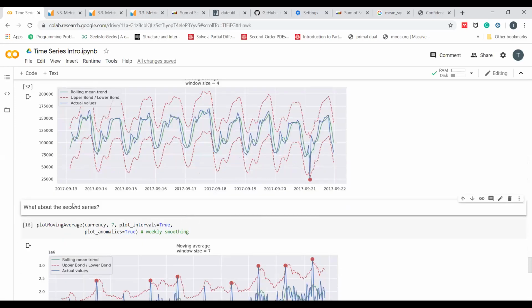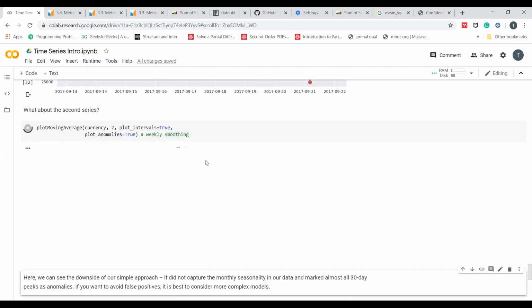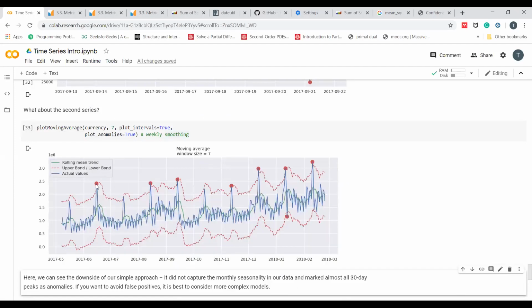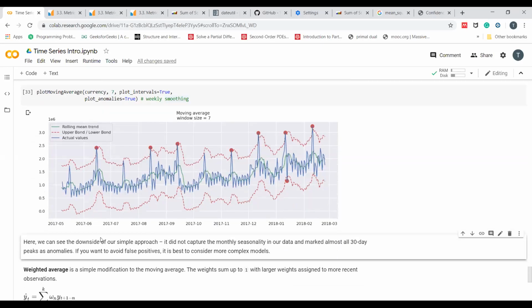And then for the second dataset, the currency dataset, if we plot the data, we can see that there are several anomalies in this dataset that are beyond our confidence intervals. It's not that these data are abnormal, it's just that this is a downside of our simple approach. It just marked all our peaks as anomalies. So if we want to avoid this type of problem, it's better to consider more complex models.